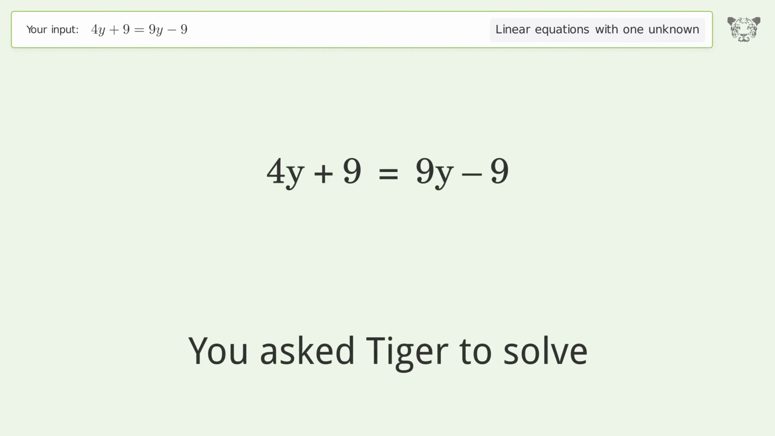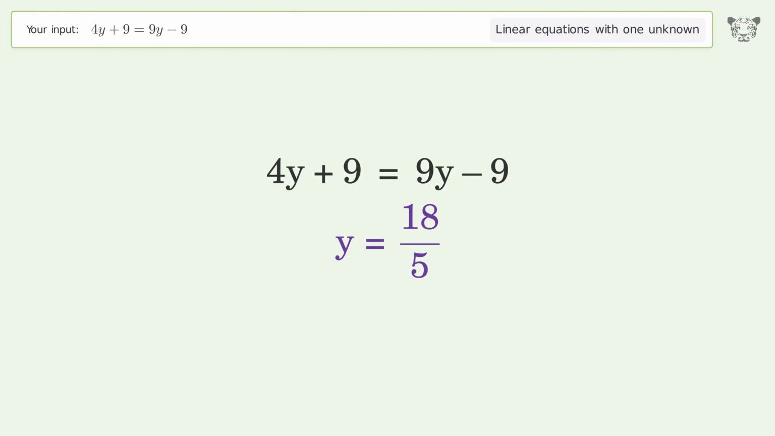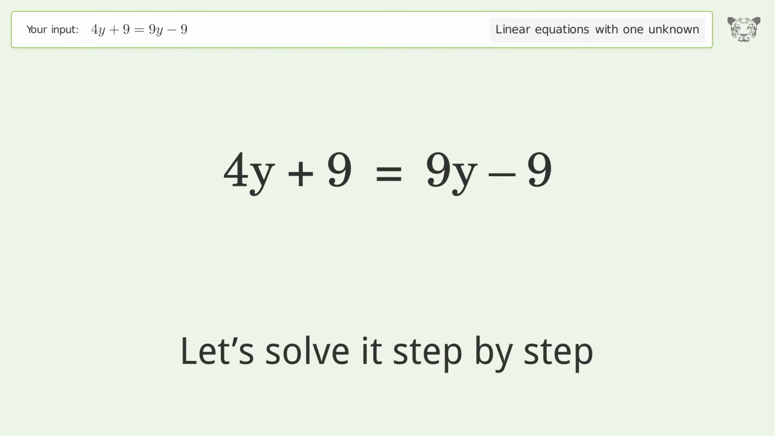You ask Tiger to solve. This deals with linear equations with one unknown. The final result is y equals 18/5. Let's solve it step by step.